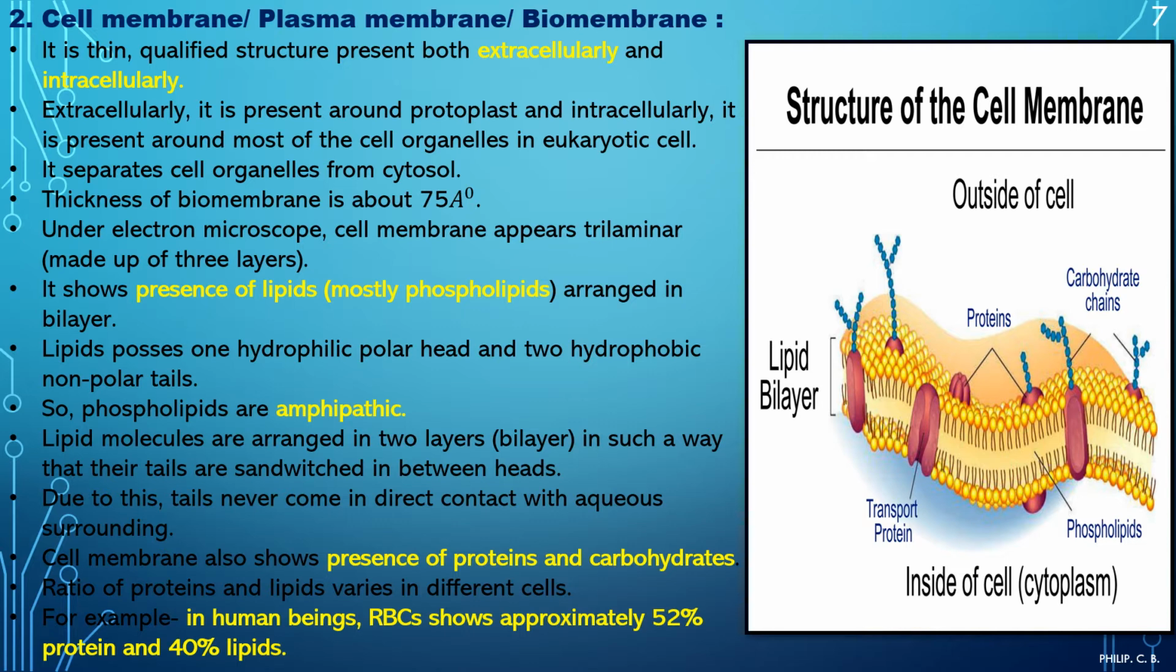The ratio of proteins and lipids varies in different cells. So it differs from cell to cell. For example, in human beings, RBC shows approximately 52% of protein and 40% of lipids. So a greater amount of protein is present in RBCs and a lesser amount of lipid.